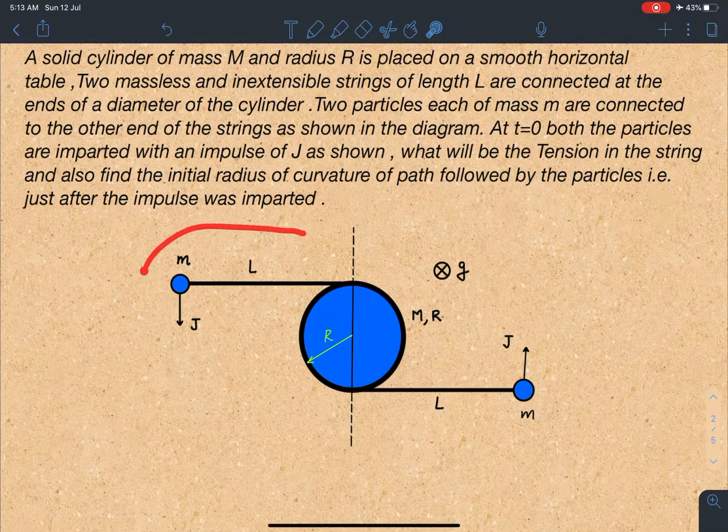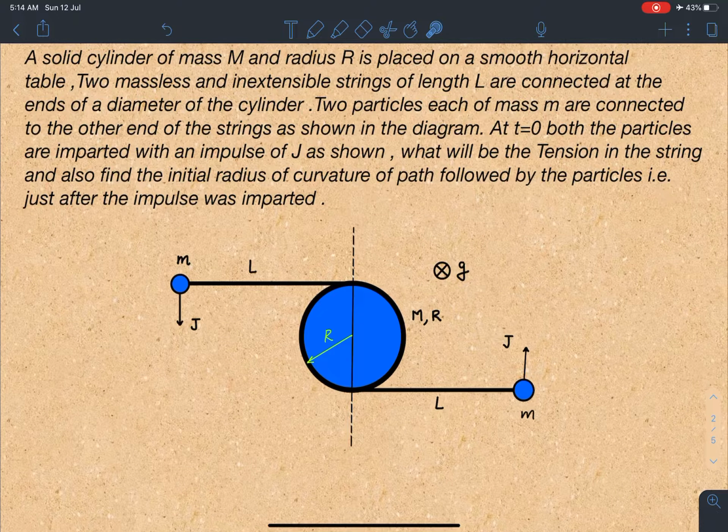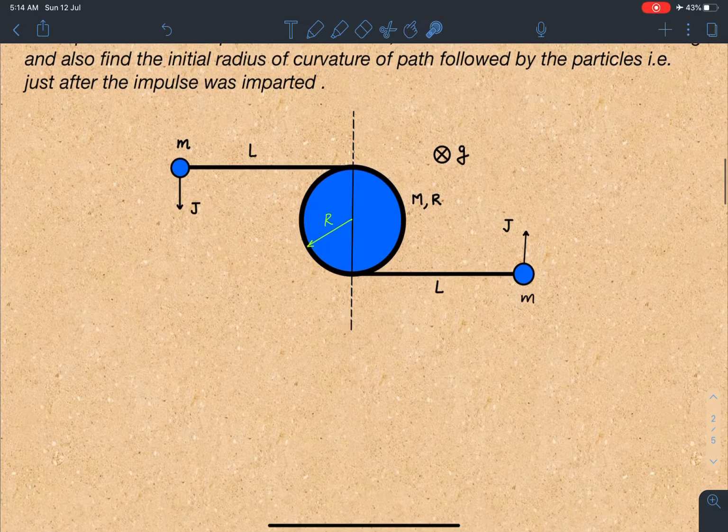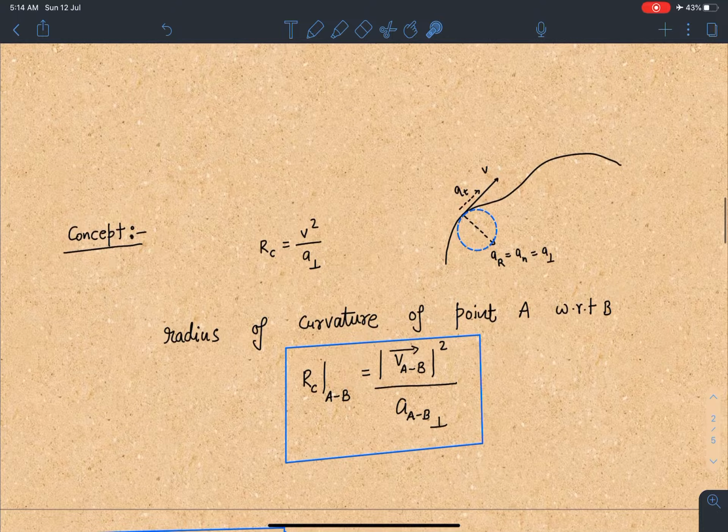So as you can see in this diagram, this is the top view. Cylinder is placed and gravity is into the plane and it is placed on a smooth surface. These are the connecting strings. At the end, two particles are connected. So let's discuss the concept involved in this problem. So here we'll discuss about radius of curvature.